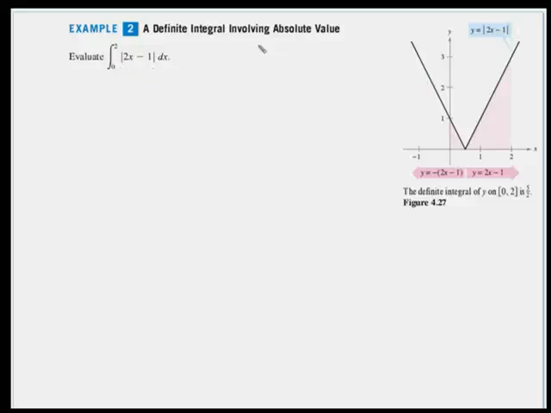If we were not provided the picture that goes with this function, we want to figure out where our absolute value equals 0, or what's inside of it, just 2x minus 1 equals 0. Add 1 to both sides, divide by 2. We know at x is 1/2, we switch from our negative sloped left half to our positive sloped right half. So this integral we're going to have to break into 2 pieces.